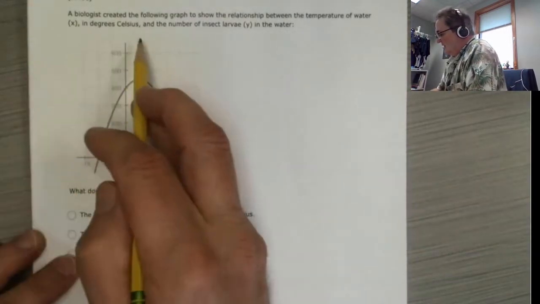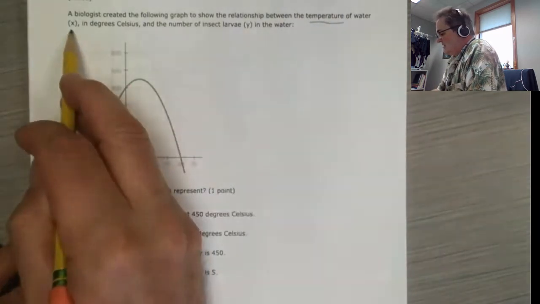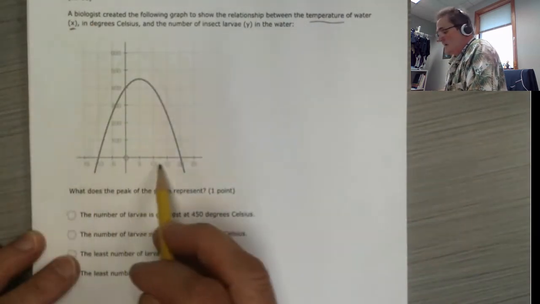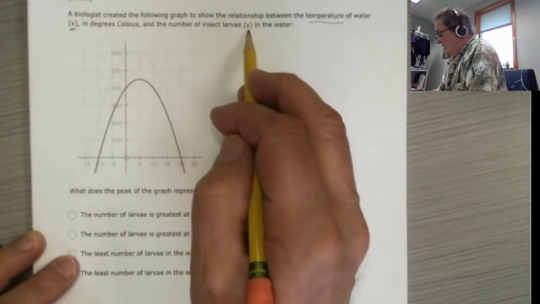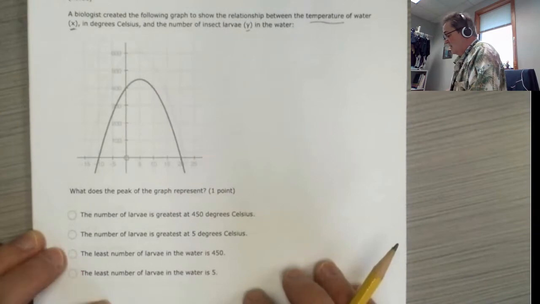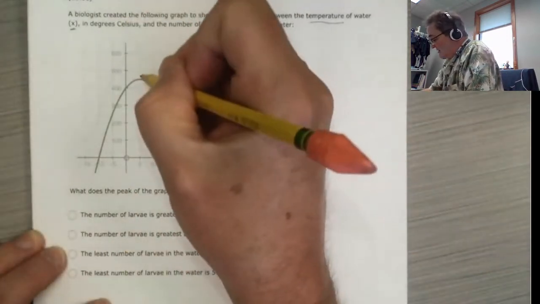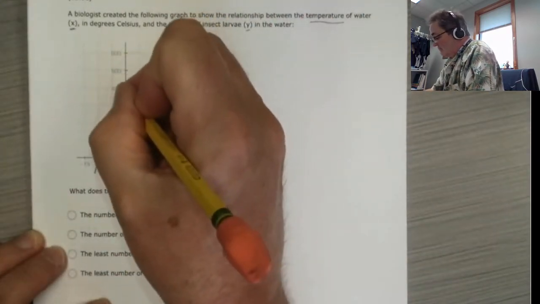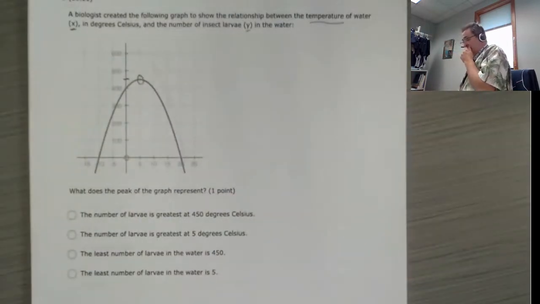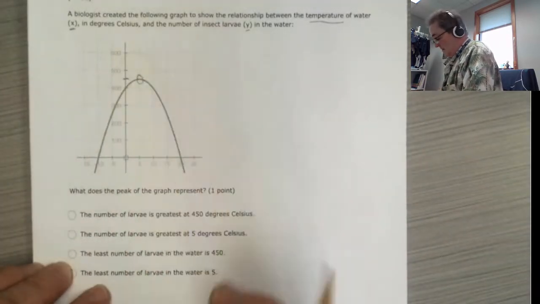A biologist created the following graph to show the relationship between the temperature of the water, X, so the temperature is the X, in degrees Celsius, and the number of insect larvae, Y, in the water. Let's see. What does the peak of the graph represent? Right here's the peak, right? At 5 degrees, we're at, looks like, 450 larvae. So the peak represents the greatest number of larvae, right?